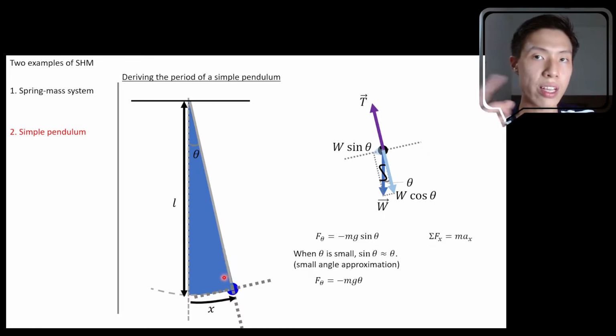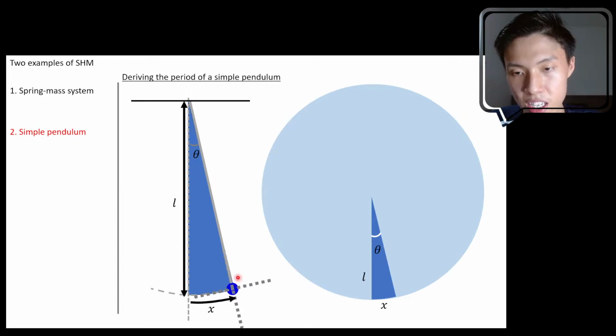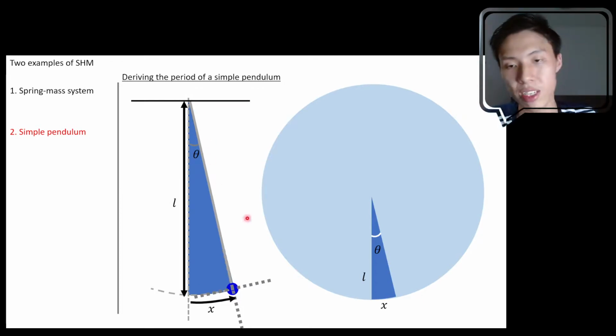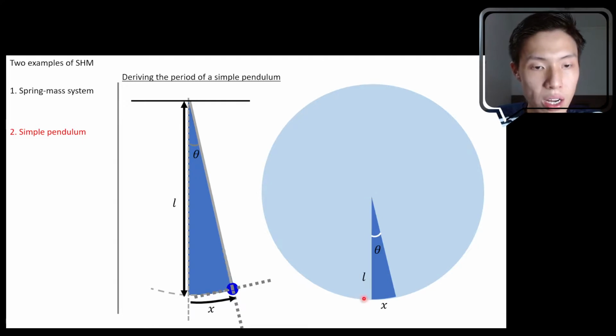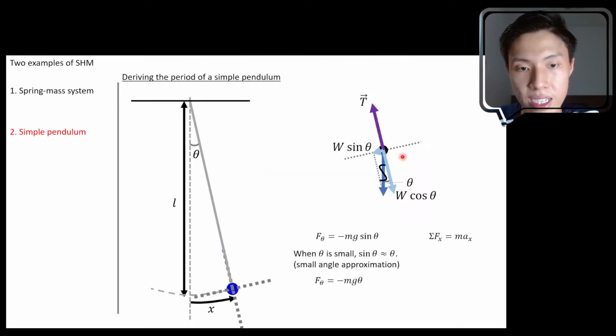Now you need to relate this back to your maths, your understanding about circles. This small pizza-shaped stuff is just a section of a complete circle. Because it is a section of a circle, you know that this theta, this length, and this x are related to each other. It's just x equals L theta. And because x equals L theta, theta equals x divided by L. Now you can replace theta with x over L.